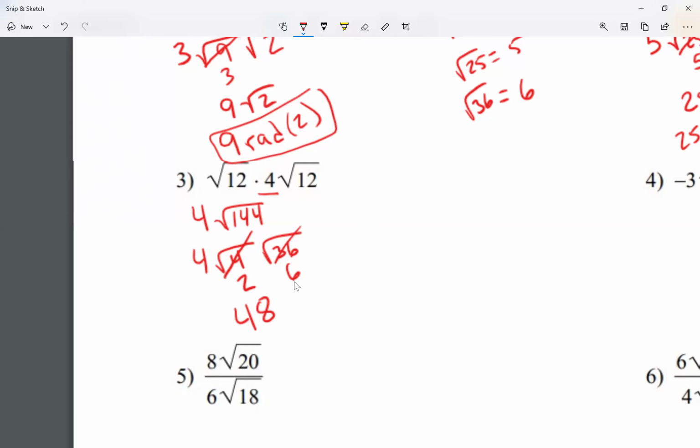Nice. So does that mean that sometimes when I simplify, I'm not going to have radicals in my answer? Yes. If I give you a perfect square to begin with, you're not going to have radicals in your answer.